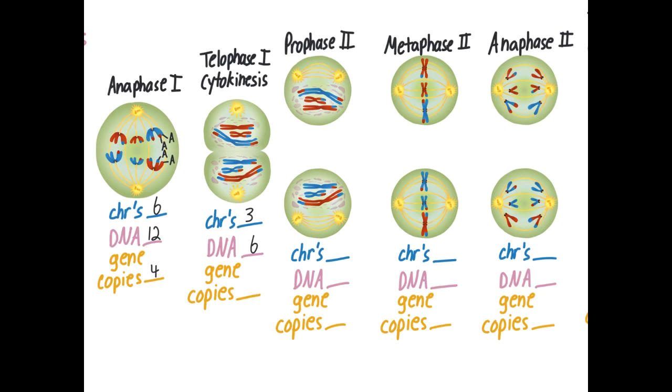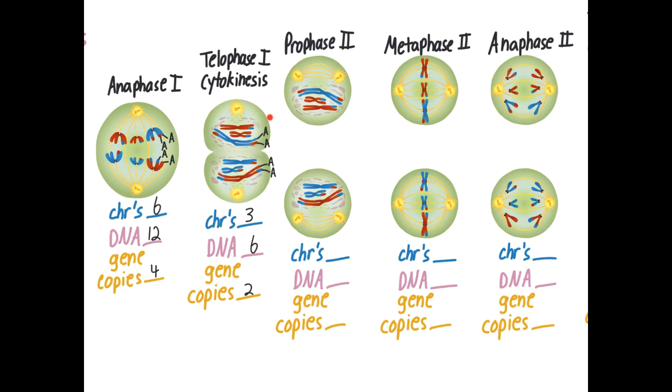And since we only have 1 chromosome of each type, and each has 2 chromatids, there are now only 2 copies of each gene in these cells. 2 A genes in this cell, and 2 A genes in this cell. I'm not worrying about what alleles these genes are because I don't need to know that to answer these questions.